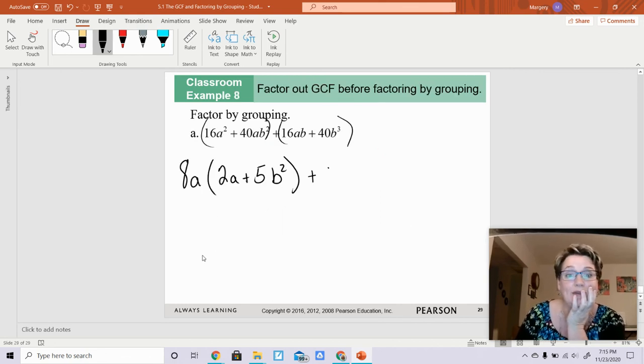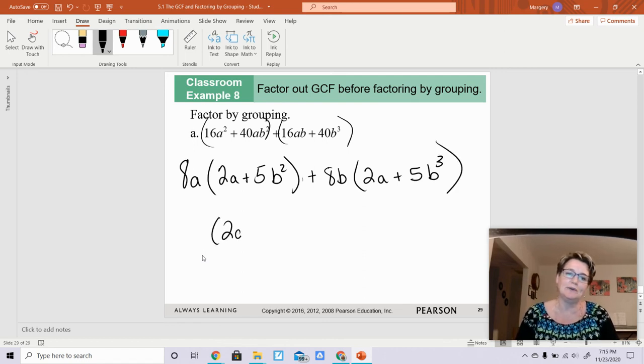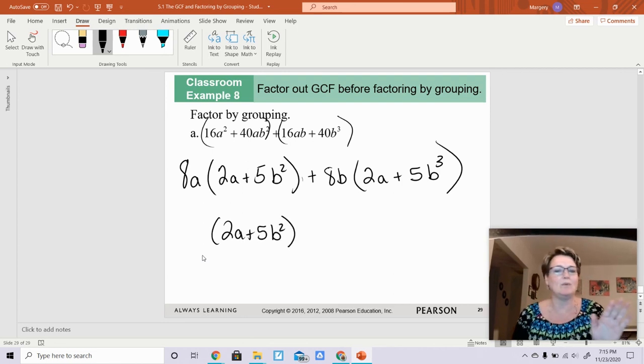I just realized there's one more thing I should have taken out. Something that they all 4 shared at first, but I didn't. So it is what it is. We'll work on it later. We'll just keep going. These 2 here share an 8b. So that's going to give you 2a plus 5b cubed. Now, what I'm going to do here is they both share a 2a plus 5b squared. You should always factor out whatever number they have in common first. In our case, we didn't, but that's okay.